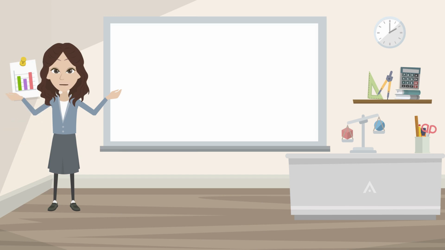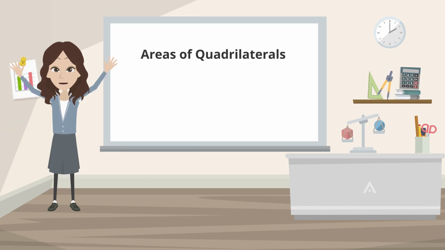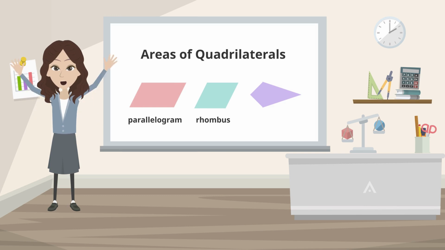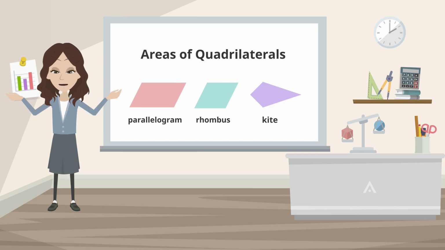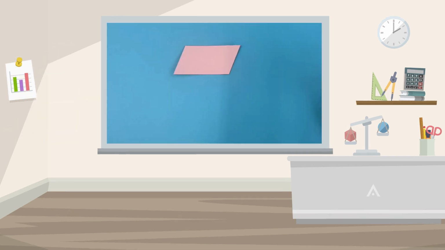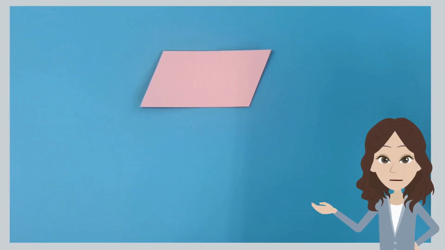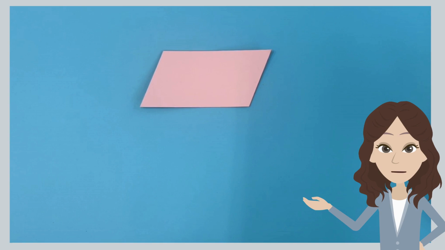Today, we will explore how to find areas of quadrilaterals. Can you name these quadrilaterals? We have a parallelogram, a rhombus, and a kite. Let's look at this parallelogram. How can we find its area?